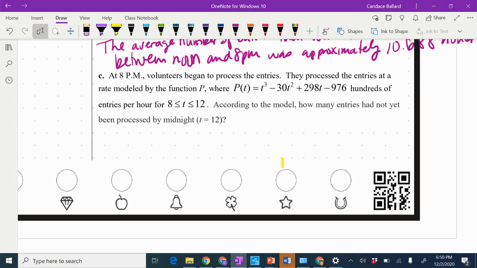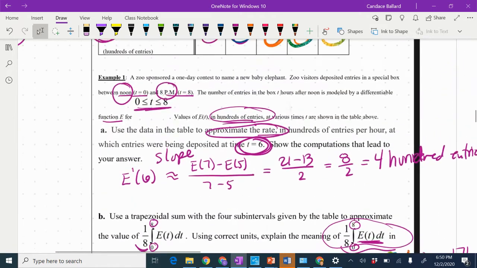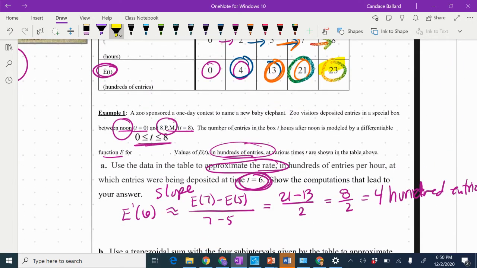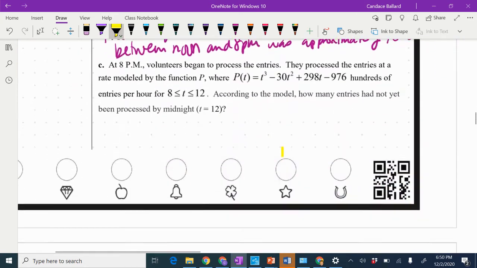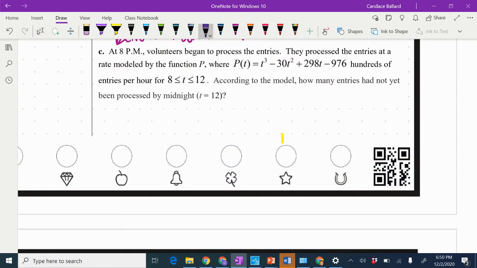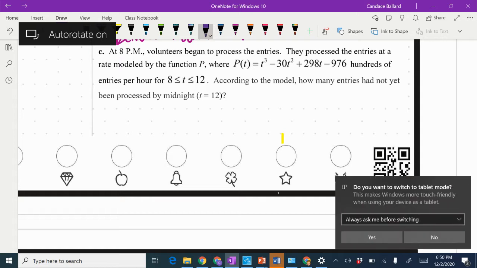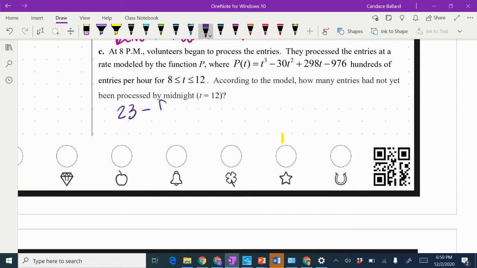So what you've got to start out with is how many entries they actually got, which was measured right here. So I'm starting with that initial condition at 8. We know we had 23, and that was represented in hundreds of entries. So that's where I'm going to start, writing 23. And then I'm going to subtract what they processed. So I'm going to process this interval on my integration from 8 to 12 of this new equation, p of t dt. So I would need to write that down to actually get my points on my AP test.